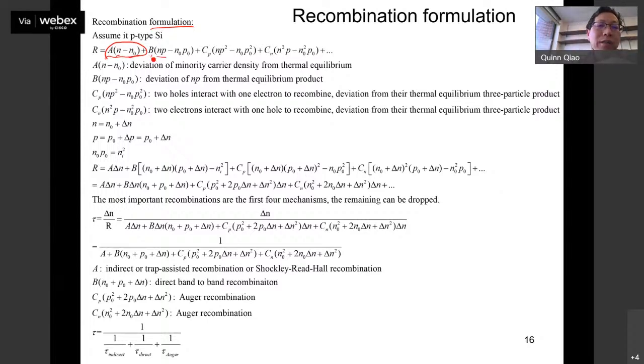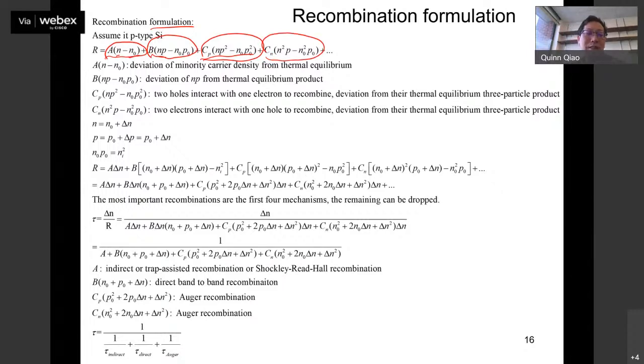And then for the product, recombination requires both electron and hole. The first one is more like a trap: you just trap electrons or trap holes. And then for the third one, you have one electron and two holes involved in the recombination, and also you can have one hole and two electrons involved. That's why the equation comes out like this.